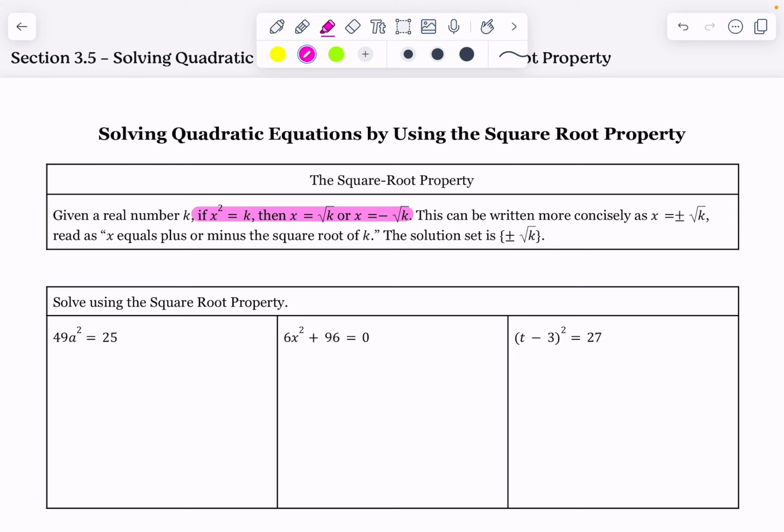This can be more concisely written as plus or minus the square root of k, so this plus or minus sign is just a shorthand. Read as x equals plus or minus the square root of k. And so the solution set would be the set brackets of plus or minus square root k.